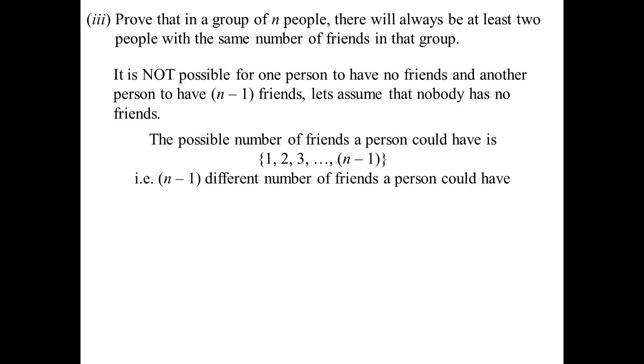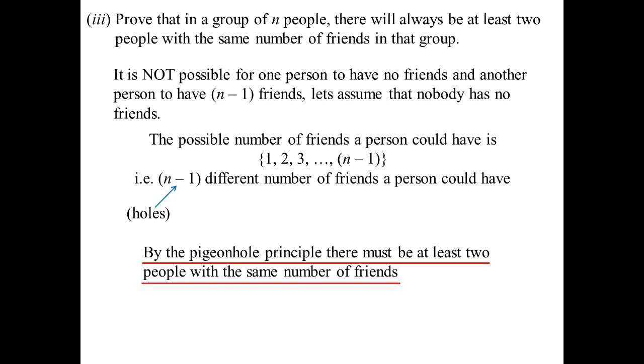I'm going to pick one of those situations. Only one of those situations can happen. Let's think we're friendly, so nobody has no friends. That's the one I'm going to pick. Therefore, the possible number of friends a person could have would be 1 up to n-1. So there's n-1 different numbers of friends a person could have, so n-1 holes, categories, call them what you like. But we said we've got n people. So there's your pigeonhole principle.